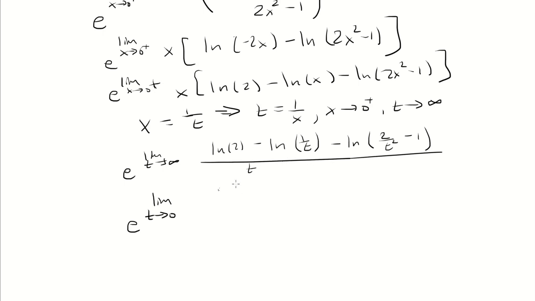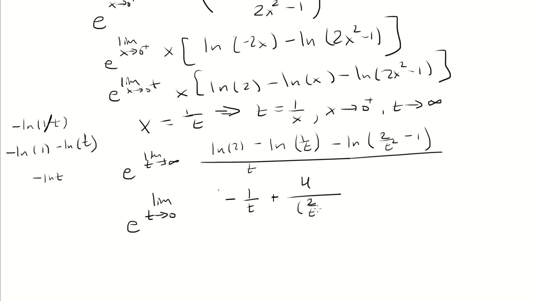Negative ln of 1 over t is the same thing as negative ln of 1 minus ln of t, which is just negative ln of t. So we take the derivative of that, that's just negative 1 over t. And then take the derivative of the other one. That's going to be positive. It's 4 over 2t over t squared, 2 over t squared minus 1 times t cubed.